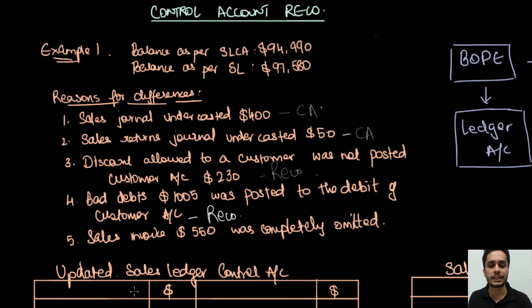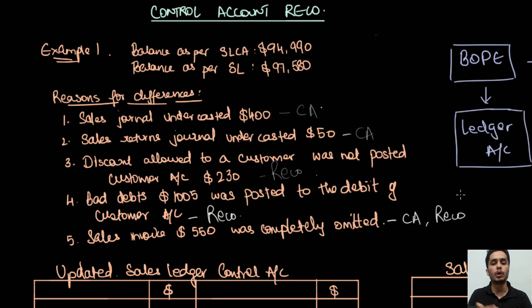Sales invoice of $560 was completely omitted from the books. Now this entry was not recorded in the books of prime entry. Since it was not recorded in the books of prime entries, it eventually did not go into the control account. So control account is affected because of this error. And it was not even posted in the customer's account, obviously, because no entry was there in the sales journal. So the sales ledger balance is also affected because of this error. And hence this error will be recorded in the control account to correct the control account, and also recorded in the reconciliation to correct the sales ledger balance.